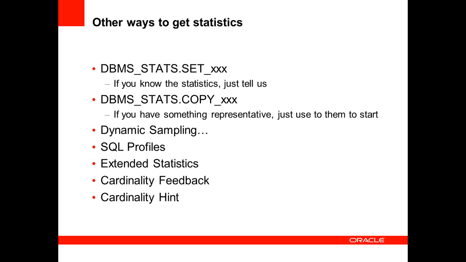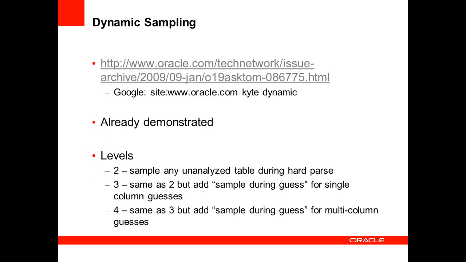Dynamic sampling is another approach. We saw an example of that. We'll take a look at some SQL profiles, extended statistics, cardinality feedback, and the cardinality hints. So dynamic sampling, we've already demonstrated that. If you want to see more examples and read more about it, you can Google up site www.oracle.com, my last name, dynamic. I wrote an article on it. It goes through all the levels of dynamic sampling, exactly what happens and how it works. So level 3 is the one that I used in my example.